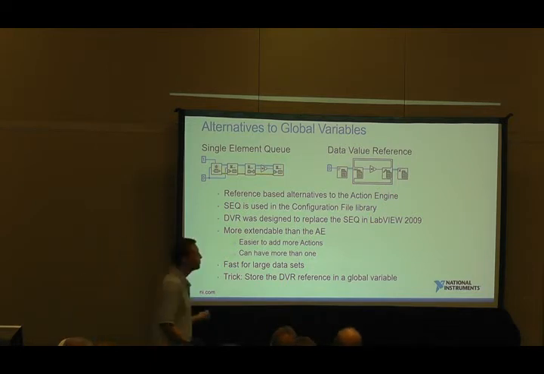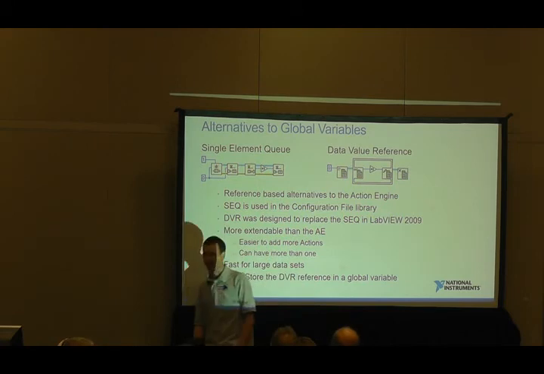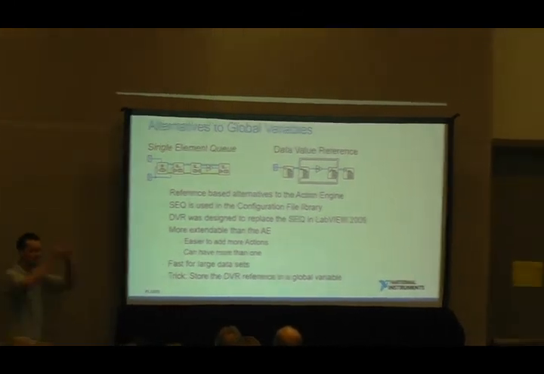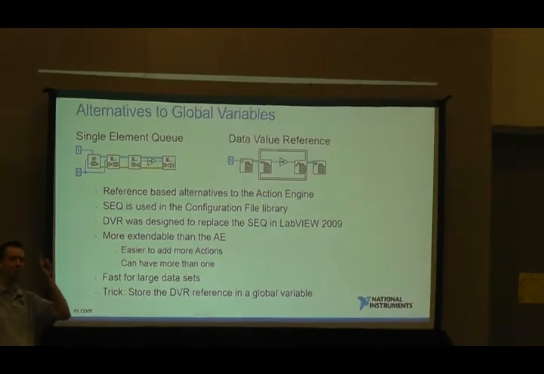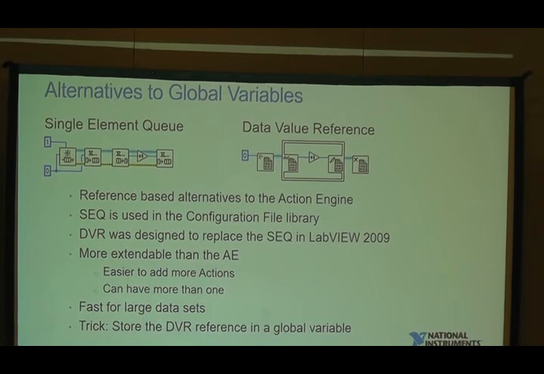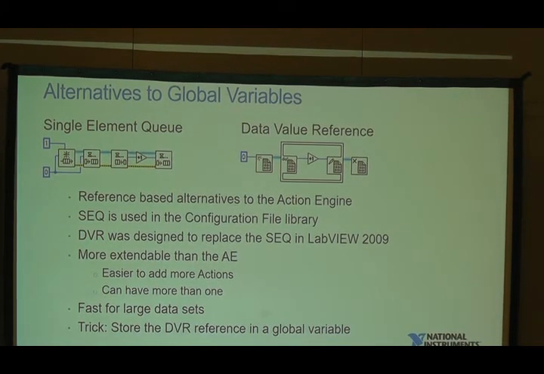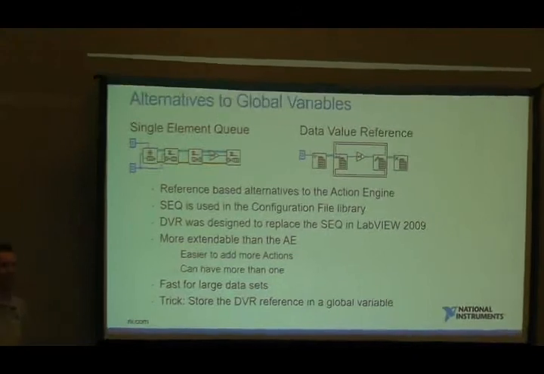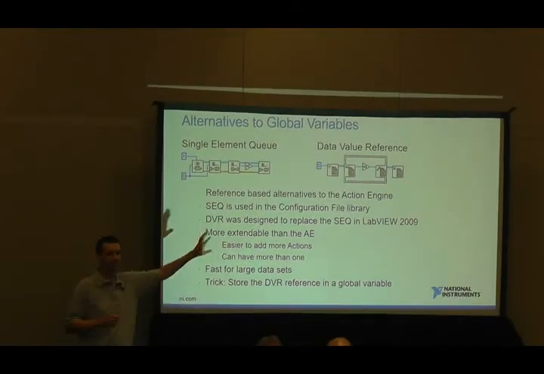Then in 2009, NI came out with the data value reference. So basically, you now have a structure that holds the critical section of your data, and it's still a reference being passed around, and it eliminates your race condition. It is beautiful. I also find it to be more extendable than your action engine, just because you can do more different things inside. As an action engine, you're pretty much limited to however many inputs you can put on your front panel. This one, you can make a VI that does whatever you want to. I recommend being in a library, by the way.